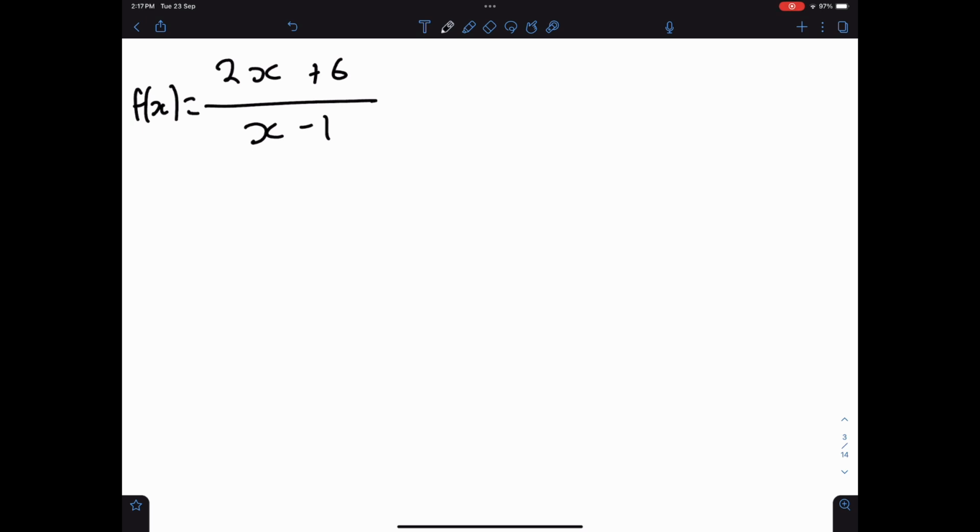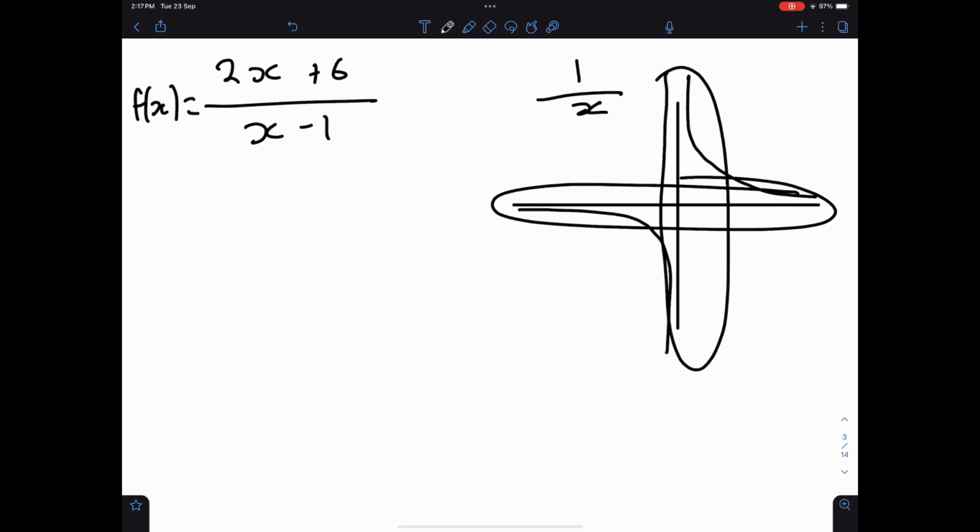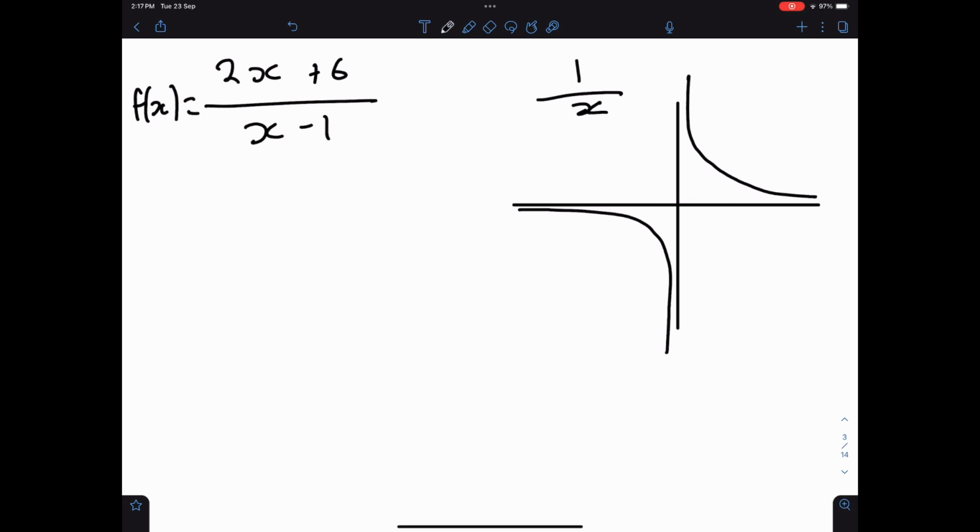Now, as you know, the default function of this kind of sort, a reciprocal function, is 1 over x, and it looks like this, kind of like it's got two parts to it. And the main parts are these asymptotes, and asymptotes are lines where curves get very close to but will never touch.